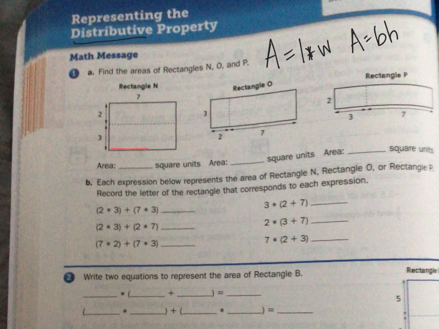So my base is going to be right here, which happens to be 7, times my height. Now, it doesn't specifically tell me my height, but I know that this part here is 3, and this part is 2. So I can take that 3 and that 2 and put them together right here to get 5. So 7 times 5 gives me 35. Go ahead and do the other two and then pause your video. We'll come back and check them.